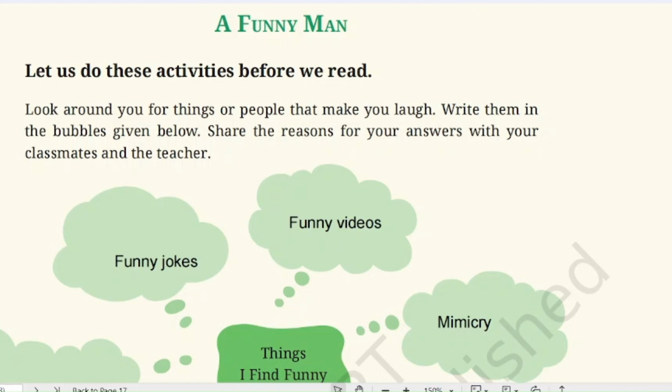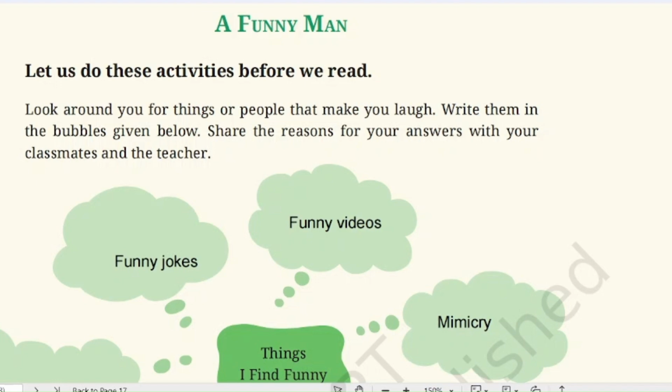Today we are going to read a new lesson. The name of the lesson is A Funny Man, which is the second lesson of Unit 2, Wit and Humour of Poorvi text of Class 7. Today we are going to read and understand a really funny and silly poem. Are you ready? Let's go.